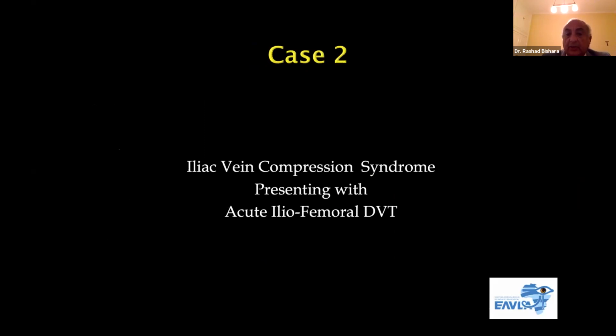And I would like to share with you the second case of iliac vein compression syndrome presenting with this dreaded complication of acute iliofemoral DVT.